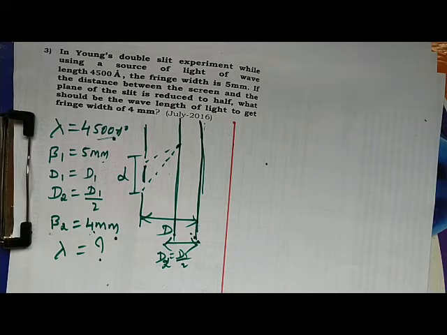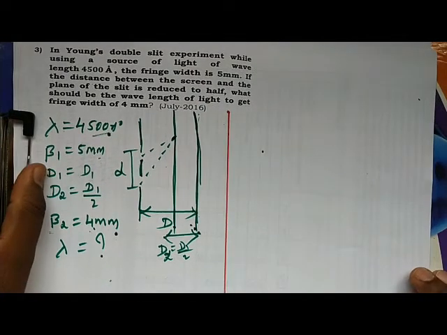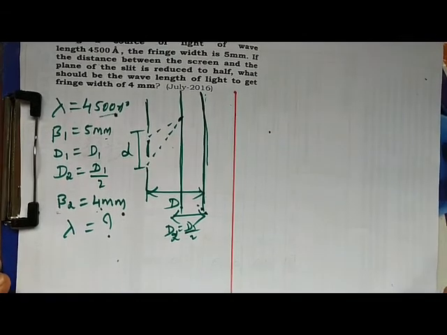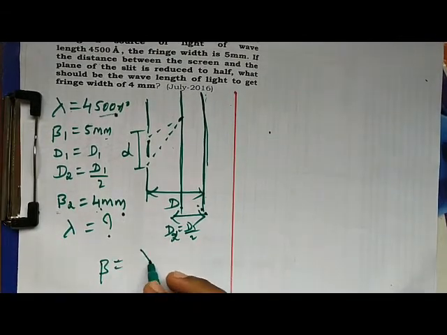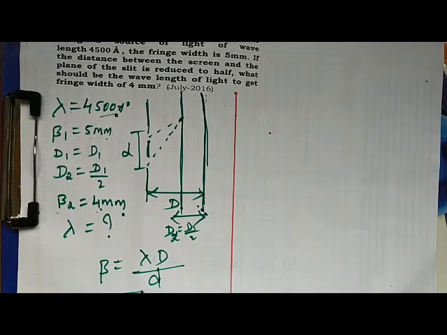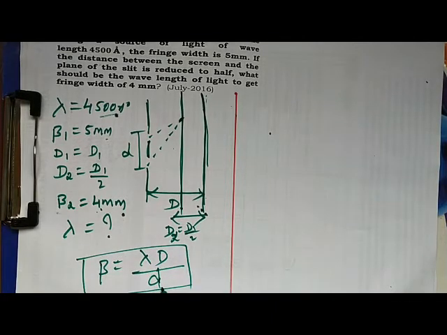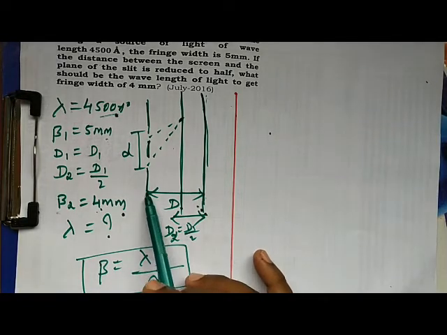So for that purpose, write the given data, thereafter the required formula, the standard formula, right? So our standard formula, that is the beta formula. Beta is equal to lambda D divided by d. So here don't get confused, I have d and D. This small d is the distance between the two slits and capital letter D is the distance between the slits and the observation screen.